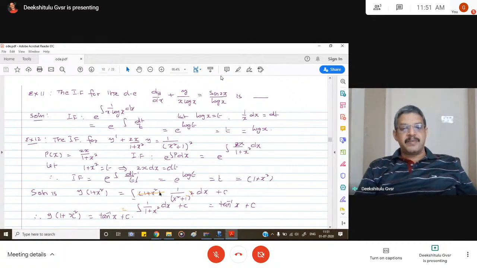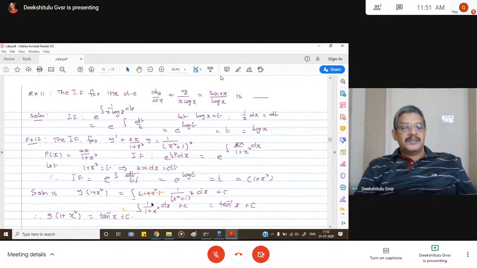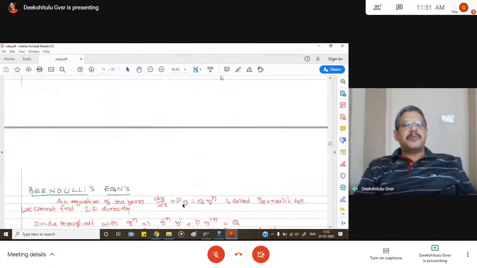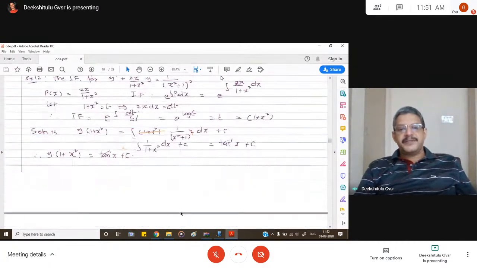You can cancel this 1 plus x square once here. So we'll be left with integral of 1 by (x square plus 1) dx. What is the integral of 1 by 1 plus x square? Tan inverse x. So this is tan inverse x plus c is equal to y into 1 plus x square. So our y is obtained from this. So this is about linear equations.